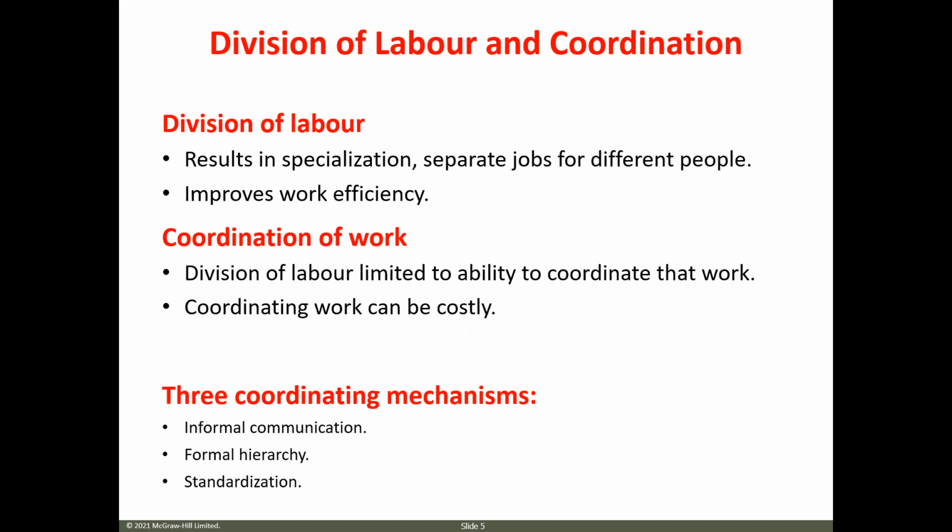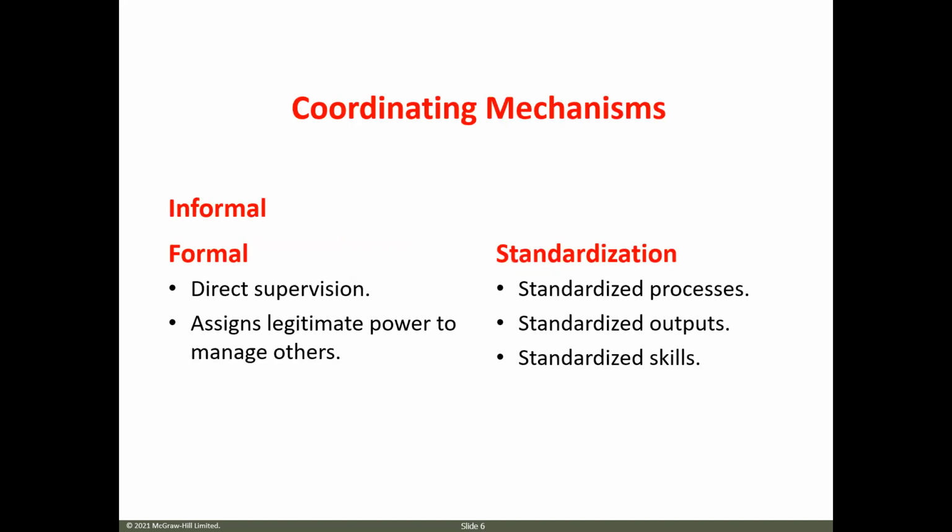There are basically 3 mechanisms or 3 methods we can use to bring more coordination. One is in an informal way, number 2 in a very formal method, and number 3 through standardization. How can we make it a standard, or when we standardize our procedures? Now, let's go and have a look at these 3 important mechanisms.